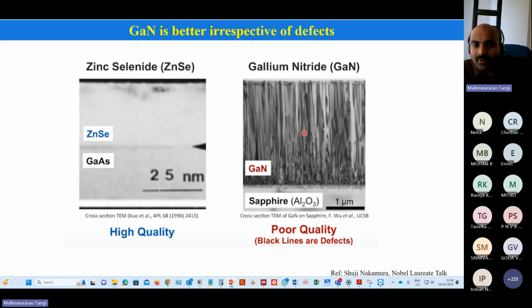As you can see in this figure, gallium nitride has several defects as compared to zinc selenide. The zinc selenide TEM cross section doesn't show many defects, but gallium nitride has a lot, up to 10 power 9 per centimeter square, whereas for zinc selenide it is 10 power 2 to 10 power 3 per centimeter square. Even then, irrespective of these dislocations or other defects, gallium nitride relatively shows better properties in terms of optical emission as compared to other second-sixth or third-fifth semiconducting materials. This is the main advantage of the group 3 nitride system.